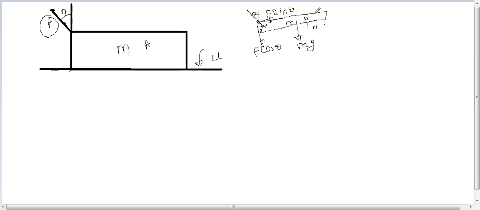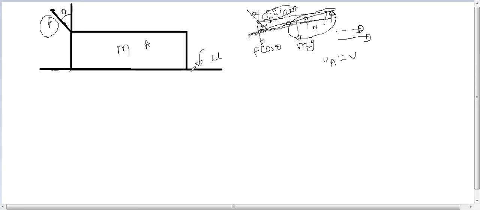There is no motion in this vertical direction, so the net force there should be 0. The only motion will happen along the x direction. Here this is the direction of the force, and in this direction motion takes place. Let the velocity be v, so v of A is equal to v.